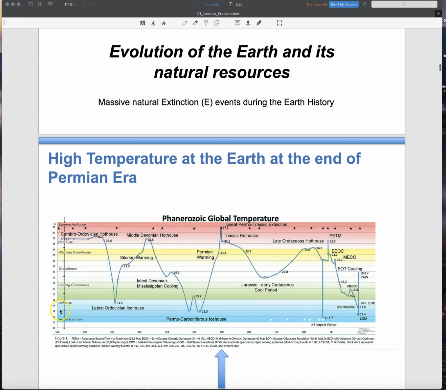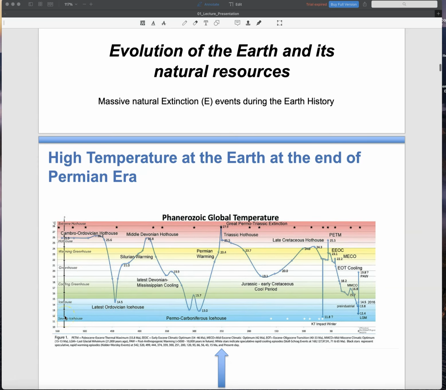You can see here ice house. I mean, the lower part of the atmosphere, which is the troposphere, in which we have the major density of concentration of oxygen, was cold. In here it was in a process of cooling. And here we start to develop what is called a greenhouse effect.